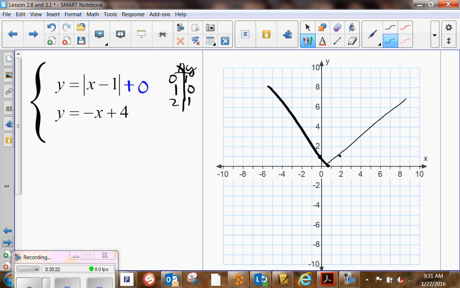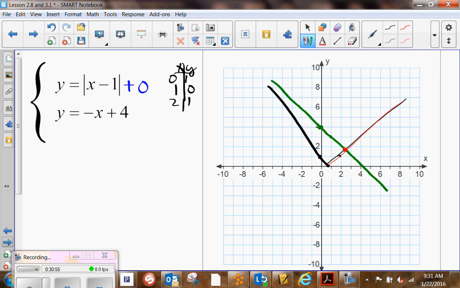Again, you want to go for accuracy, so use your graphing paper and a straight edge. This second equation, I'm going to go to 4 and down 1 over 1. So this is a line. And I'm looking for where they intersect. I'm going to go back. This was totally not good. They intersect right there.